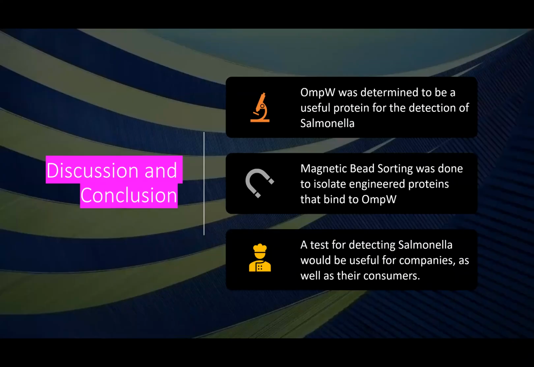There are three main things I want you to take away from this presentation. One is that OmpW is a useful protein to use when trying to detect Salmonella in a sample. The second is that magnetic bead sorting is a great process to use when isolating binders to any antigen, though OmpW is our protein of choice here. And the third is that a test for Salmonella isn't just useful for companies, but for their consumers as well.